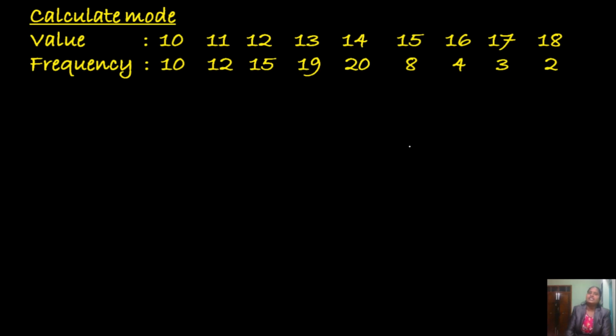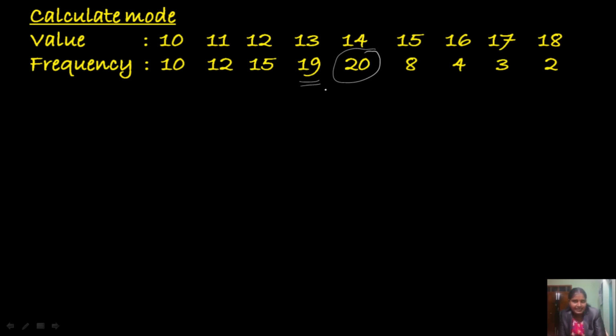Let's now move on to the next problem. Here the values and corresponding frequencies are given. Values are from 10 to 18 and corresponding frequencies are also given. So here just look at the highest frequency. Highest frequency here is 20. Also here the distribution is not regular. In the previous two cases the distribution is regular and we have to identify mode by inspection method.